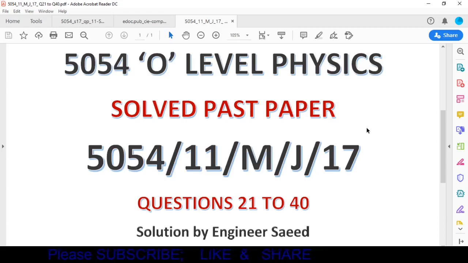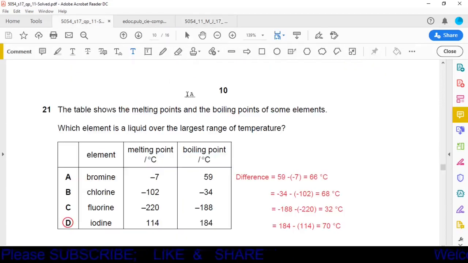Today we will solve O-Level Physics 5054 Paper 1 Variant 1 May-June 17 and questions from 21 to question number 40. From question 1 to question number 20 we have already solved. Now we have to start question number 21.